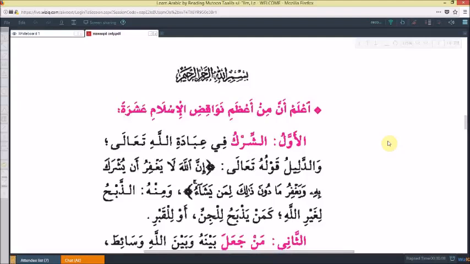So we say, Bismillah ar-Rahman ar-Rahim, in the name of Allah, ar-Rahman ar-Rahim. I'lam. أن من أعظم نواقض الإسلام عشرة. Some manuscripts just say اعلم أن نواقض الإسلام عشرة نواقض. But here, this one says اعلم أن من أعظم نواقض الإسلام عشرة.